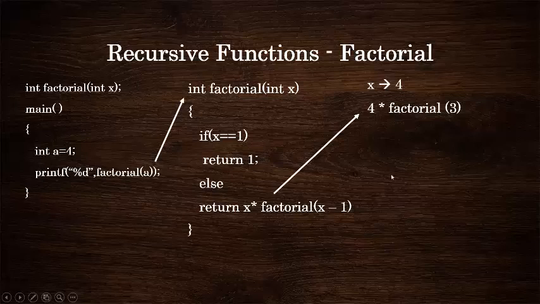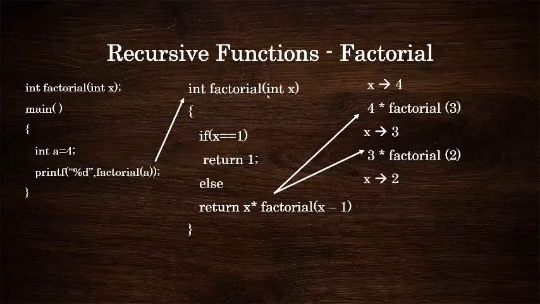Now x takes the value 3. Now 3 is compared with 1. The condition fails, and it goes to the else part, and in the else part this function is going to return x into factorial of x minus 1. That is, x value is 3. So 3 into factorial of 3 minus 1, that is 3 into factorial of 2. So again the function factorial is getting called with x value equal to 2 now.